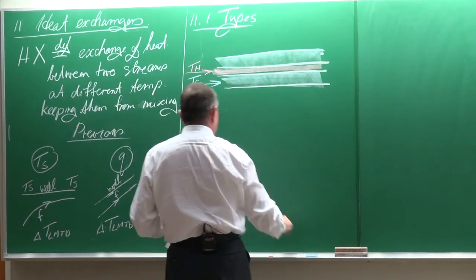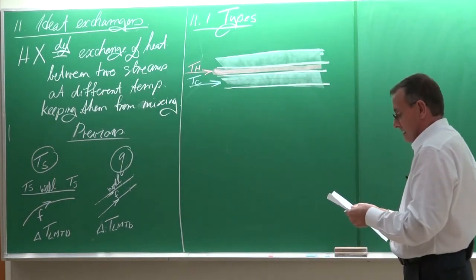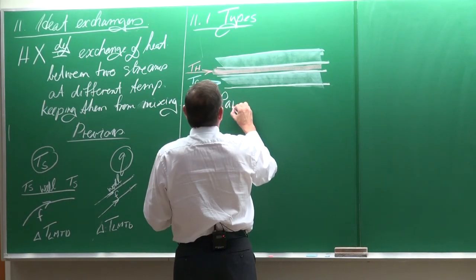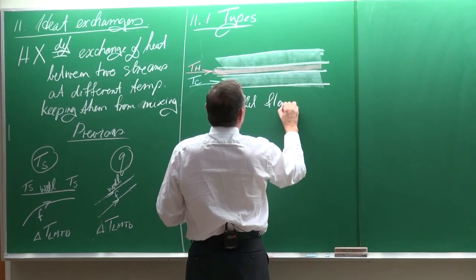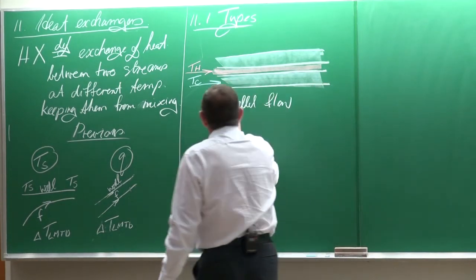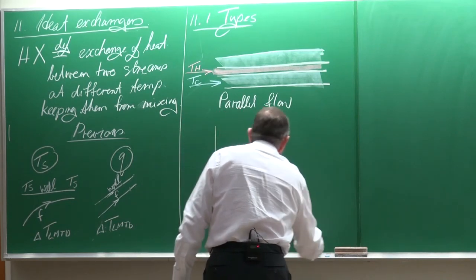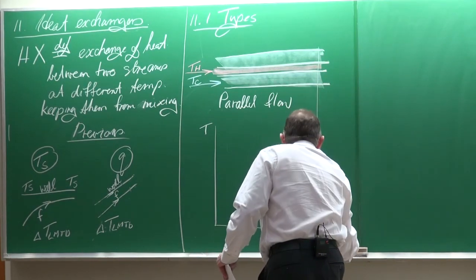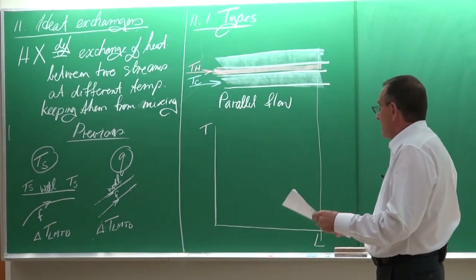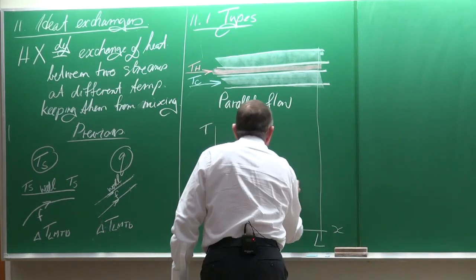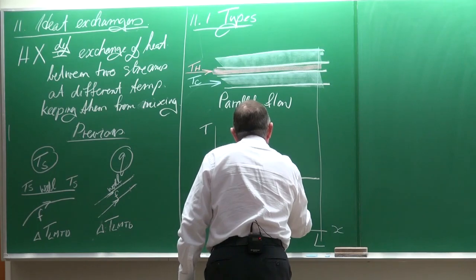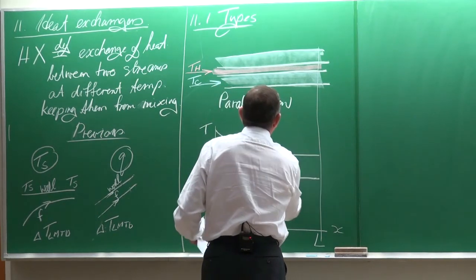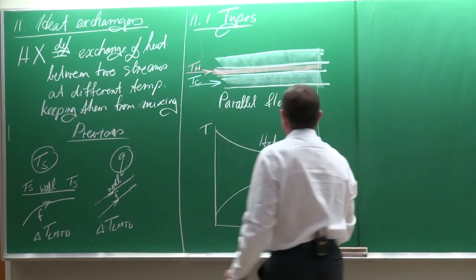So that is the temperature of the cold stream. And this is called a parallel flow heat exchanger. Parallel flow heat exchanger. And if we look at what happens with the temperature behaviors, the temperature as a function of X, and this is the length L of the heat exchanger, then typically the cold fluid would of course increase in temperature, while the hot fluid is going to decrease in temperature. Okay.